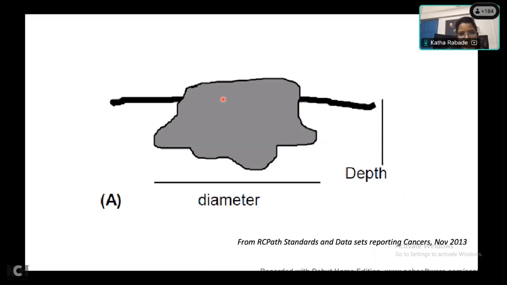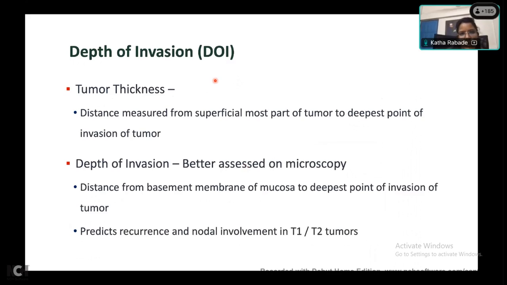This is the thickness of the tumor from the uppermost part of the tumor to the lowermost part. So for depth of invasion, it is measured microscopically. We need to understand the difference between tumor thickness and the depth of invasion. Tumor thickness is something which we can assess on gross as well. It is the distance measured from the superficial most part of the tumor to the deepest point of invasion of the tumor. Depth of invasion is assessed on microscopy. It is the distance from the basement membrane of the mucosa to the deepest point of invasion of the tumor. This predicts recurrence and nodal involvement in T1 and T2 tumors.